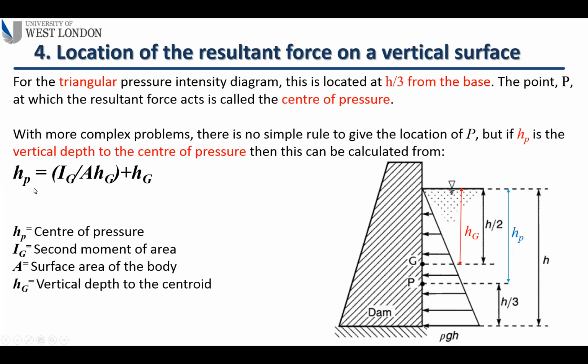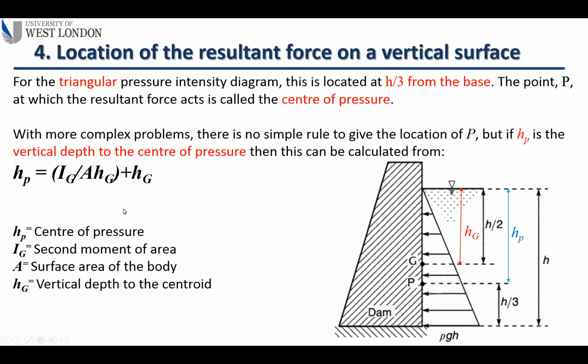We can calculate that by using a general formula. HP is equal to open bracket IG, which is the second moment of area, divided by A, the surface area of the body, which is in here, H times the width, at the bottom of the ratio, HG, which we learned from the previous session, that is the vertical depth of the centroid, which is the center of this rectangle, point G, and close bracket plus HG. So HG is repeated once again. So HP is calculated by using this formula.